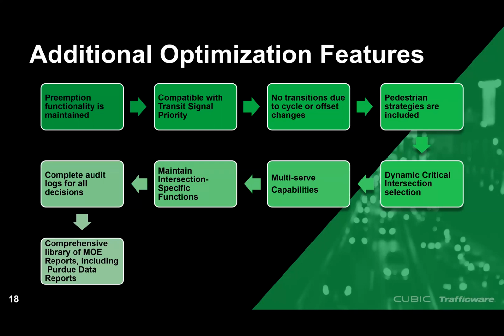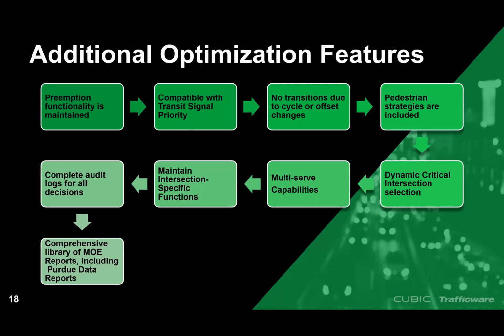The dynamic critical intersection can be selected as well. This can be done from one iteration to the next. That dynamic intersection doesn't have to be set all the time. So the intersection that requires the most cycle length can change cycle by cycle depending on where the demand is. And also SynchroGreen will allow for multi-serve capabilities. If you need to return and service a phase again within that cycle, it can do that as well.